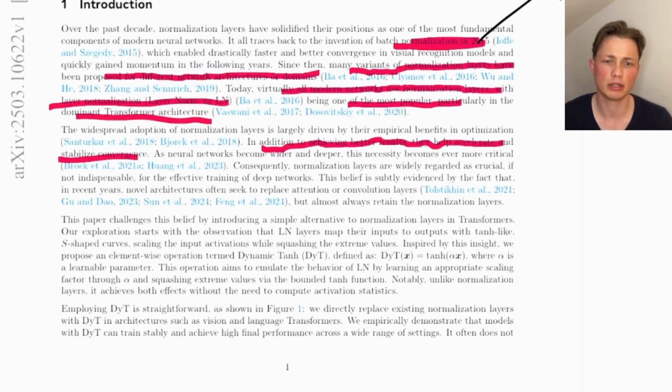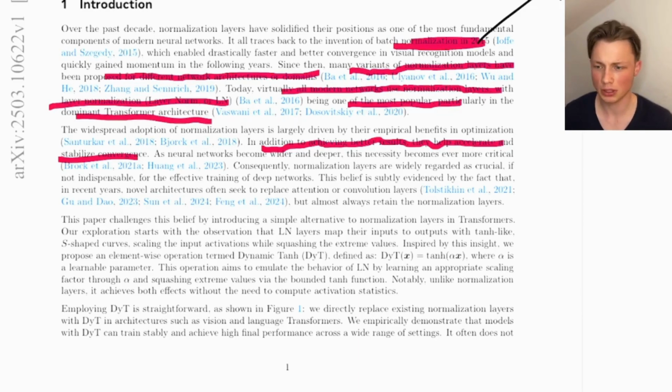So why is it even more critical? Okay, when we get more layers, the variance of our activations can get larger, and also the mean can get larger, and we actually want to have all the values standardized, because then the training is easier. Consequently, normalization layers are widely regarded as crucial, if not indispensable, for the effective training of deep networks.